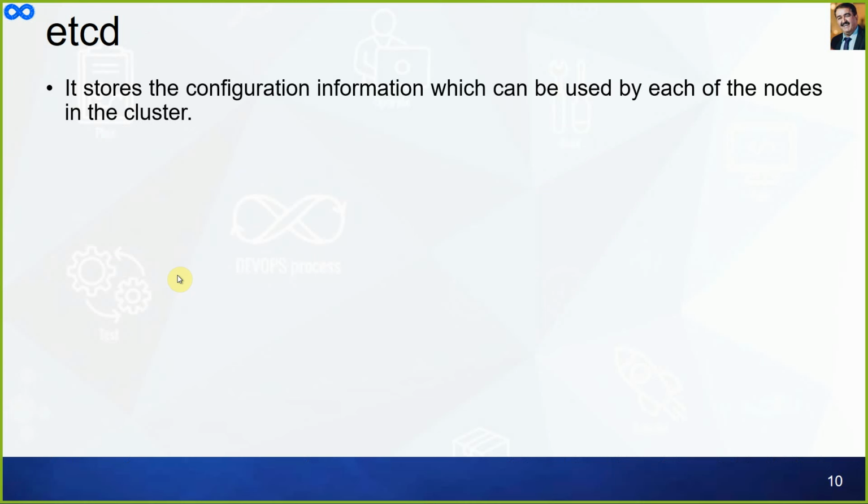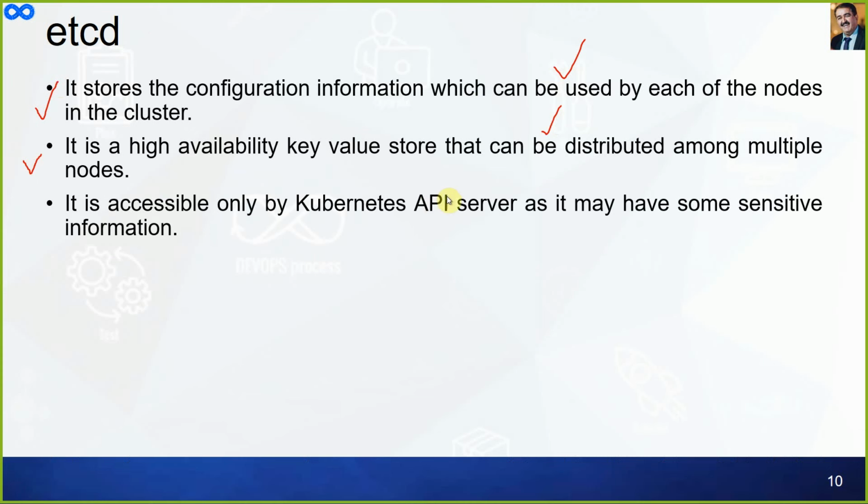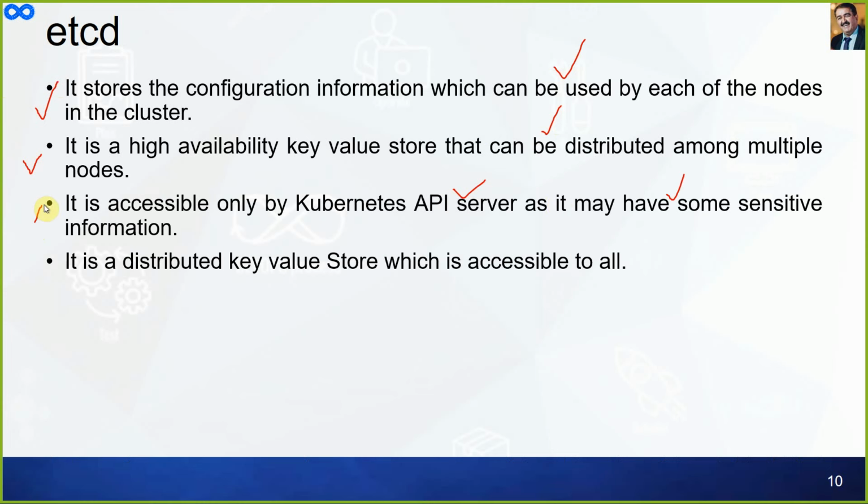etcd stores configuration information which can be used by each of the nodes in the cluster. It is a high availability key value store that can be distributed among multiple nodes. It is accessible only by Kubernetes API server as it may have some sensitive information. It is a distributed key value store accessible to all.